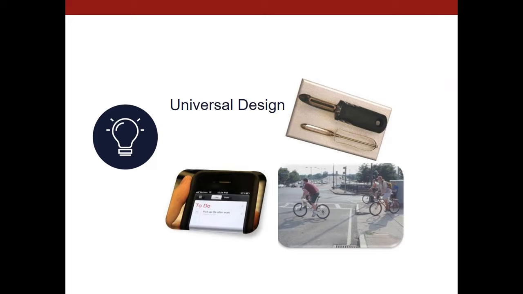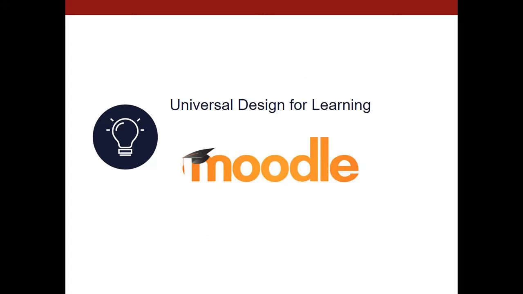Texting originated for the deaf and hard of hearing community, and we all now use it. There's a vegetable peeler with a much better grip than the lower one that's just a thin metal peeler. And curb cuts benefit all of us. So we're really used to seeing the benefits of universal design in the physical world, but it's also really important to consider universal design for learning in the electronic world.